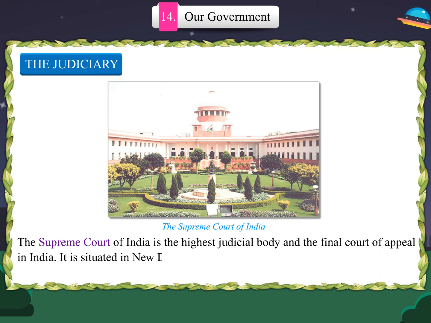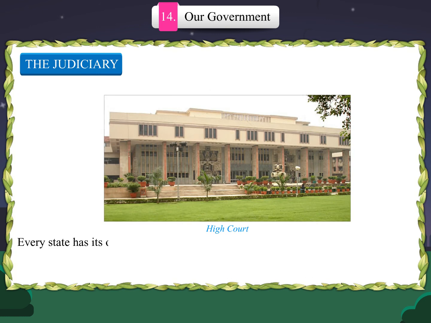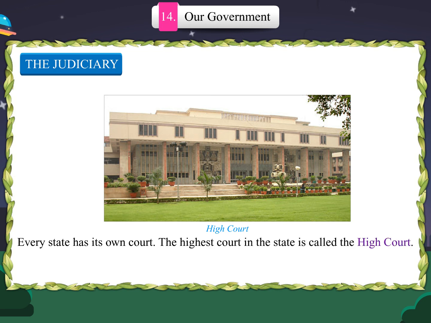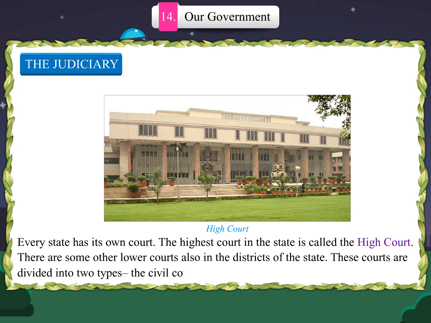It is situated in New Delhi. The Supreme Court of India is headed by the Chief Justice of India, who is appointed by the President of India. Every state has its own court. The highest court in the state is the High Court. There are some other lower courts also in the districts of the states. These courts are divided into two types, the civil courts and the criminal courts.